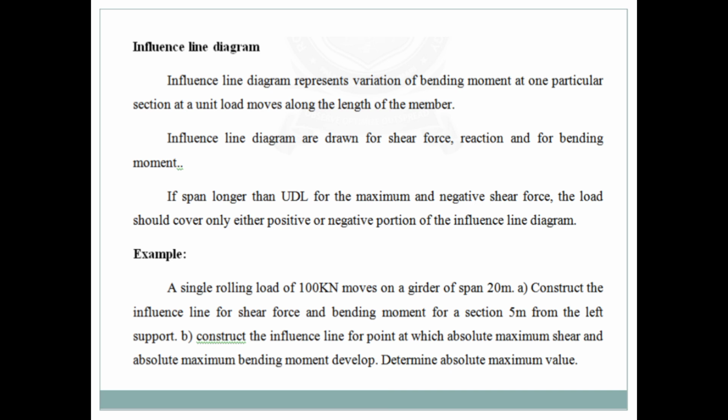Example, there is a problem. A single rolling load of 40 kN moves on a girder of span 20 meters. Construct the influence line for shear force and bending moment for a section 5 meters from the left support. Construct the influence line for the point at which absolute maximum shear and absolute maximum bending moment develop. Determine the absolute maximum values.